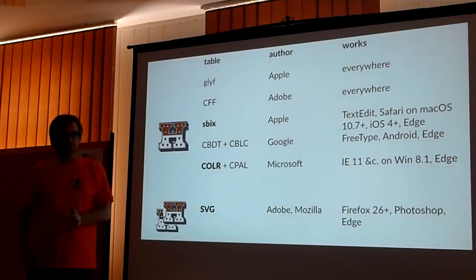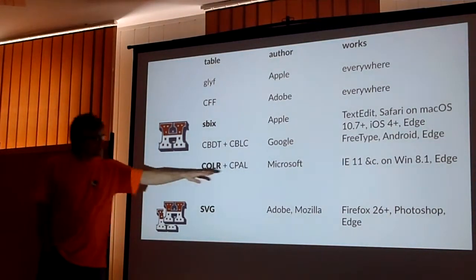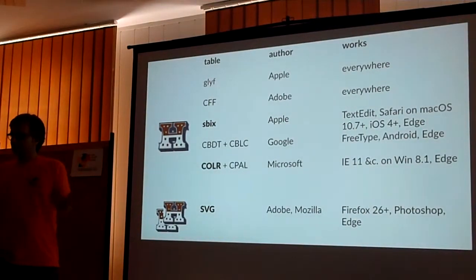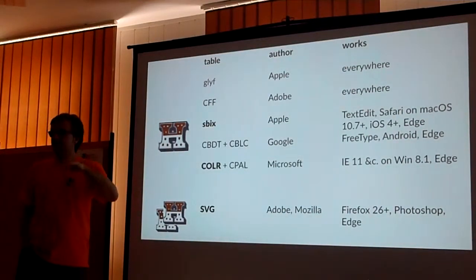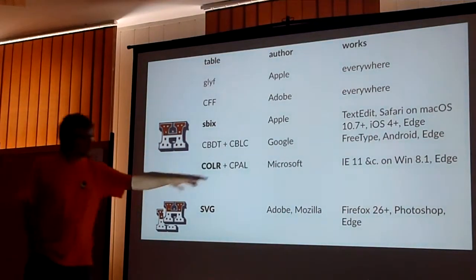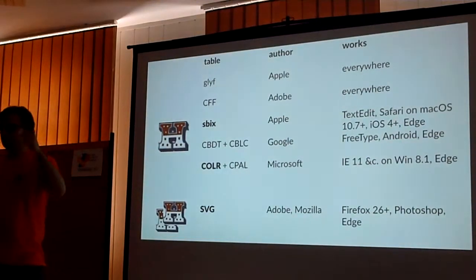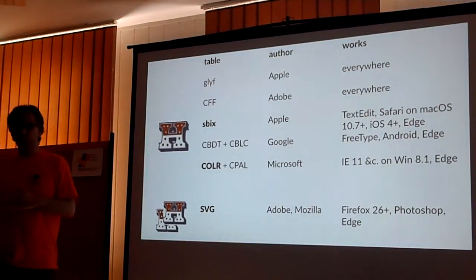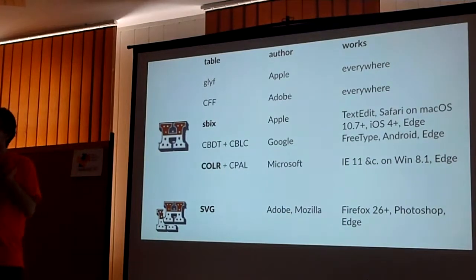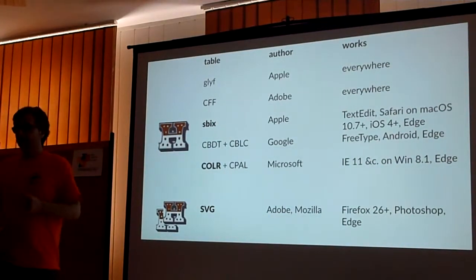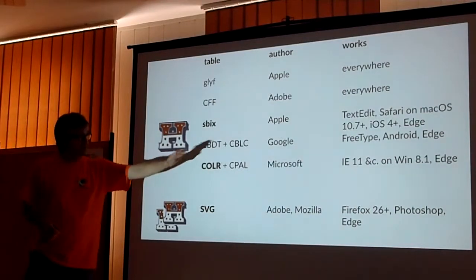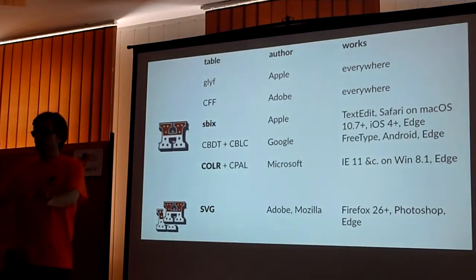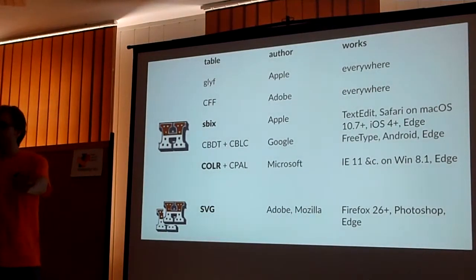Not bitmaps? No, these cannot be bitmaps. And the CPAL table exists because the color table does not encode the actual color values, it just encodes references to a palette. The CPAL table has this palette: color 0 is this one, color 1 is this one in RGBA, and there can be multiple palettes. So there could be different color sets for a particular font. That was implemented in Windows 8.1, and then Microsoft published it and said, by the way, we're putting it into the OpenType standard.